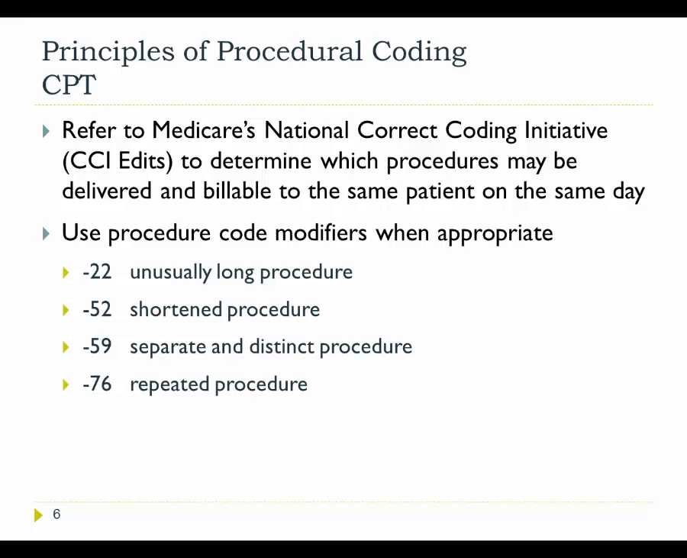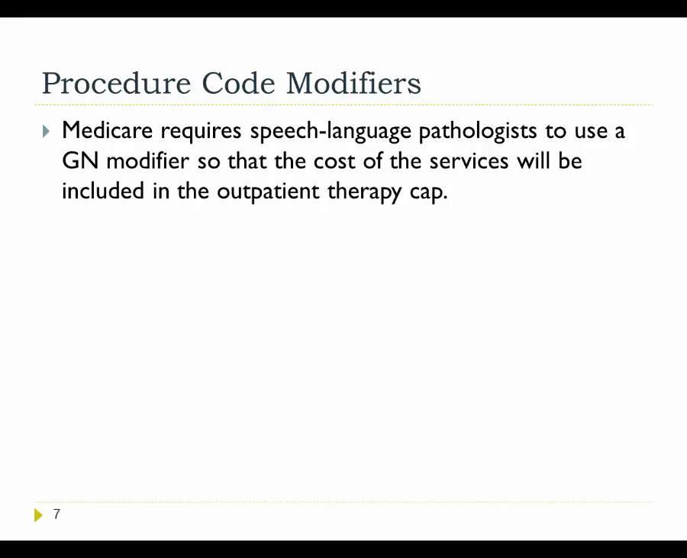Refer to Medicare's National Correct Coding Initiative, or CCI edits, to determine which procedures may be delivered and billable to the same patient on the same day. The numbers listed here are CPT modifiers that may be accepted by payers. The facility where you work will explain how they want to use these modifiers on procedure codes. Medicare coding requires speech-language pathologists to use a GN modifier so that the contractor includes the cost of the service in the therapy cap.